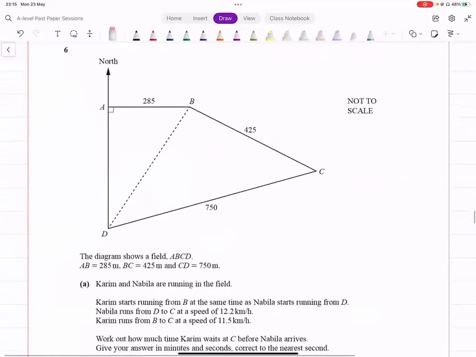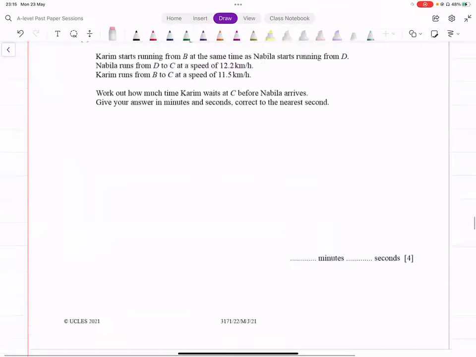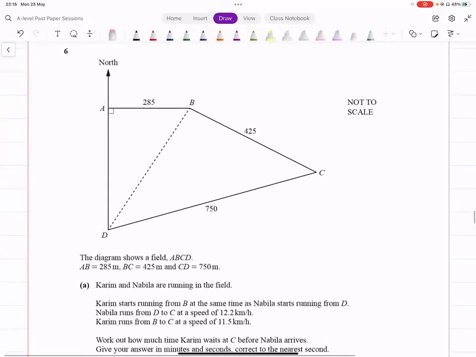So now we've got this diagram. So this looks like trigonometry, or maybe not. Acha, distance speed. Let's think about this. The diagram shows a field ABCD. AB is 285 meters, BC is given, and CD is given. ये तीन आपको lengths दी हुई हैं. Kareem and Nabila are running in the field. Kareem starts running from B at the same time as Nabila starts running from D. So they're starting from B and D.